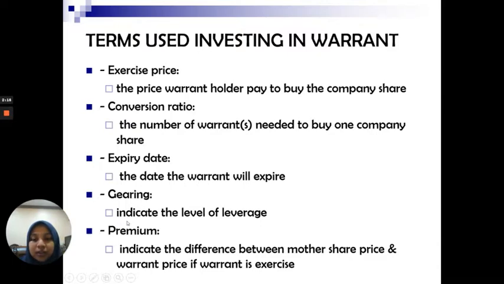Gearing indicates the level of leverage, and premium indicates the difference between the mother share price and the warrant price if the warrant is exercised.